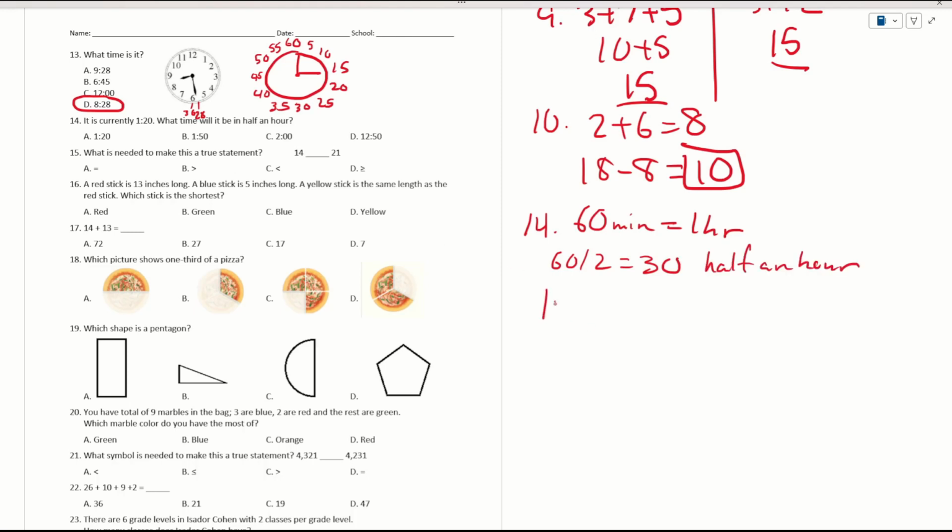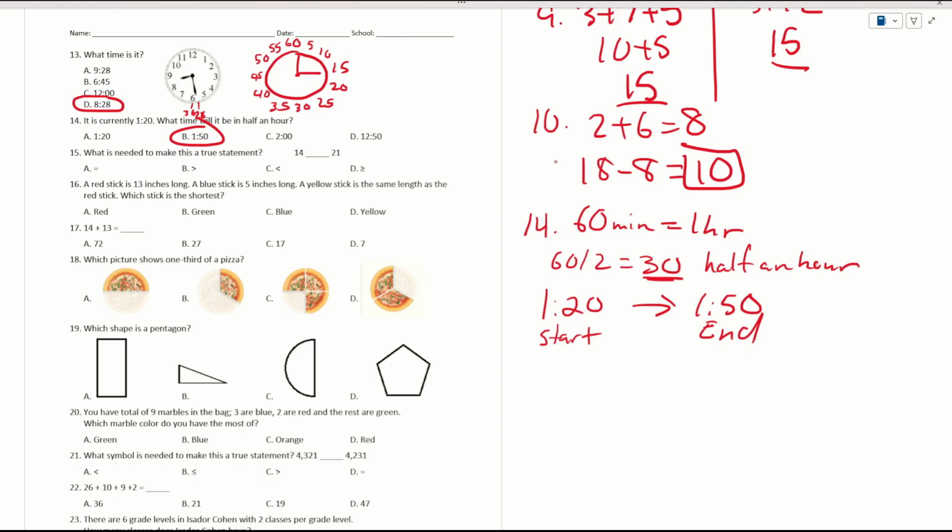We start at 1:20, okay? And then we have this number 30. So what I do is add 20 and 30. So this is our start, okay? And our end is going to end at 1:50. So our answer for this is going to be B. So be careful in this. If you're unsure what half an hour means, it just means half of 60, because in 1 hour there's 60 minutes. So half of 60 is 30.